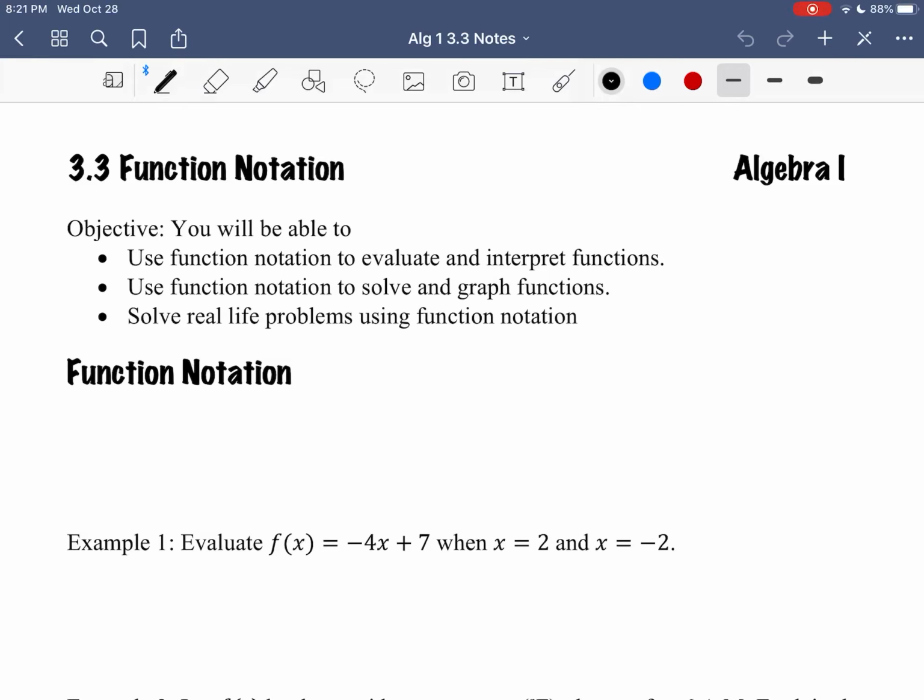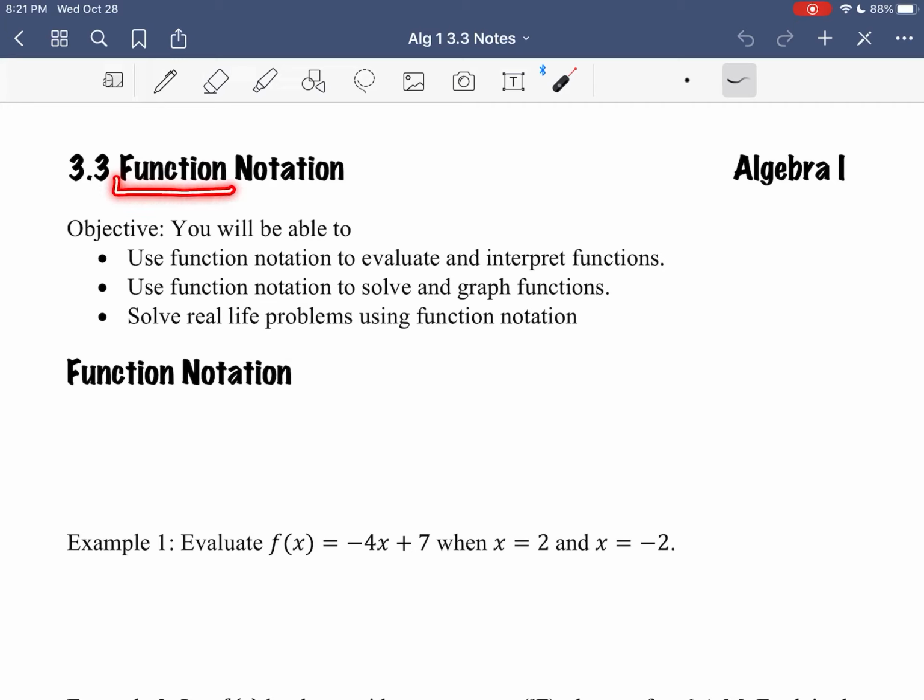Okay, section 3.3, function notation. In this lesson, we're going to use function notation to evaluate and interpret functions. We're going to use function notation to solve and graph functions. And then we're going to solve some real-life problems using function notation.